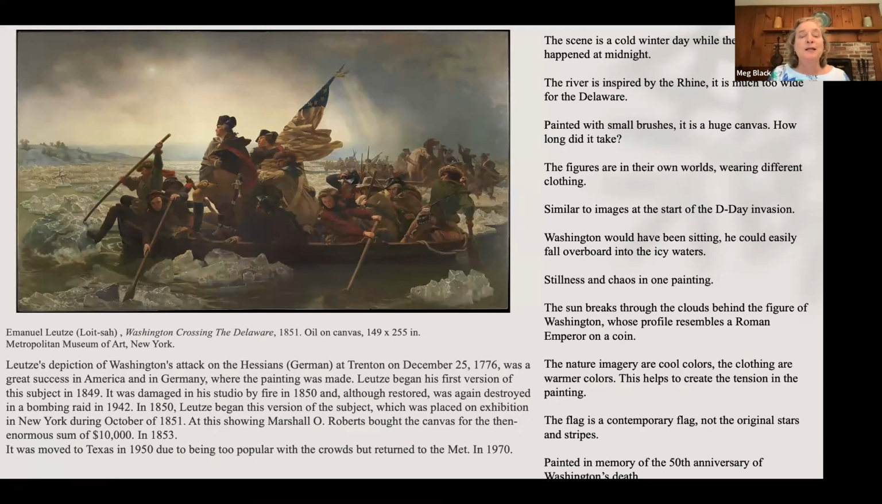It's painted with really small paintbrushes, so you can imagine how long it took. It must have taken at least a year, every single day, to do this. The figures are in their own worlds.